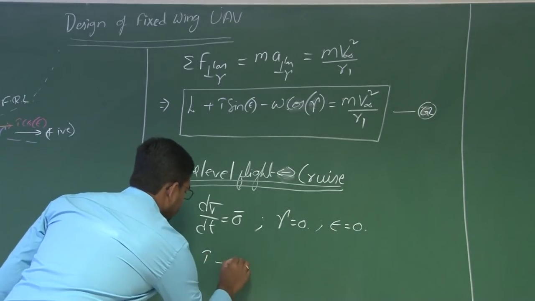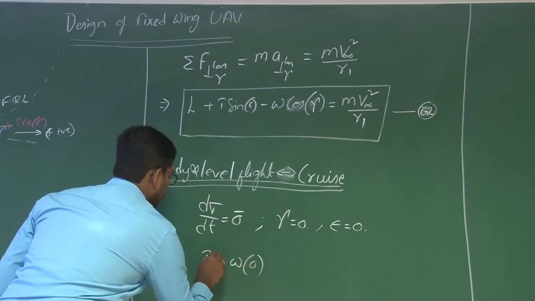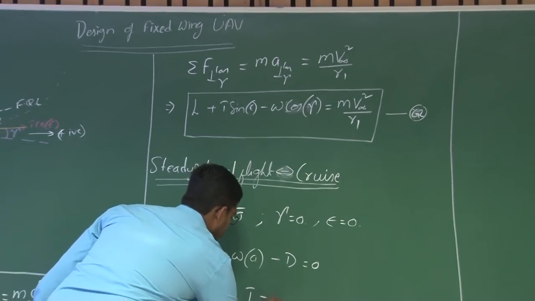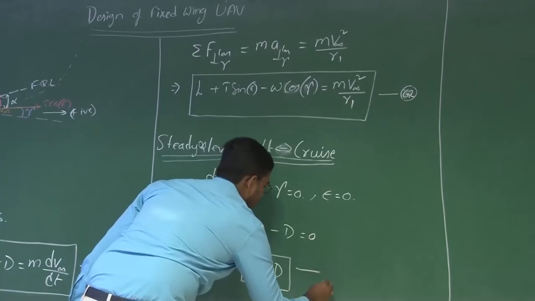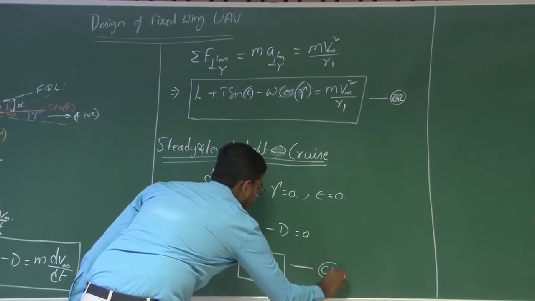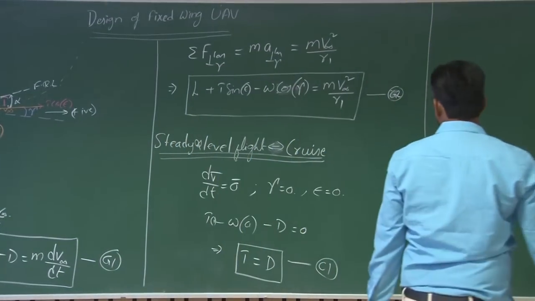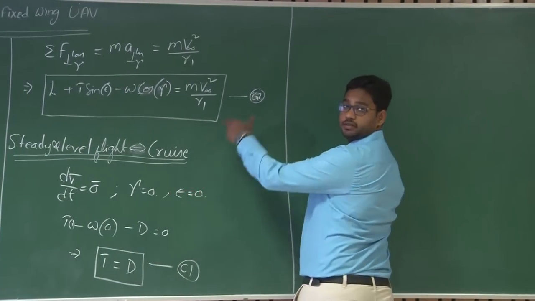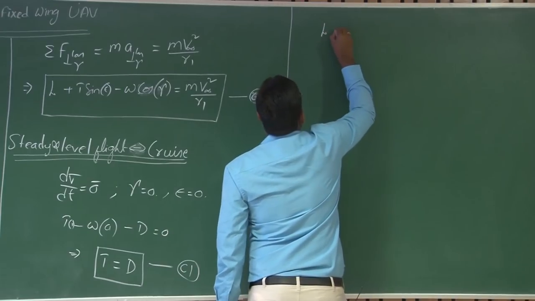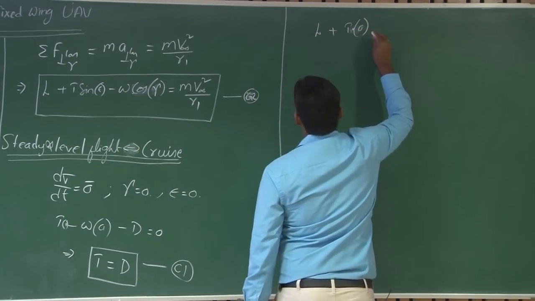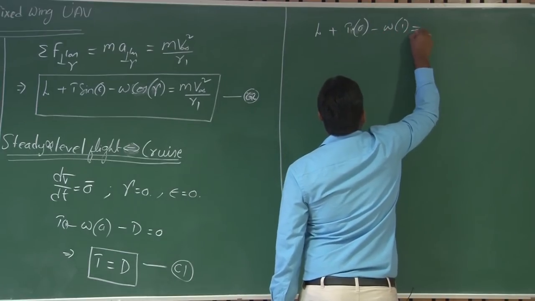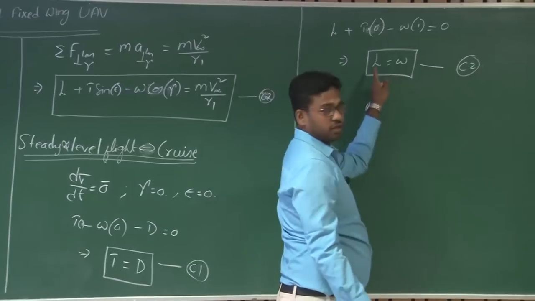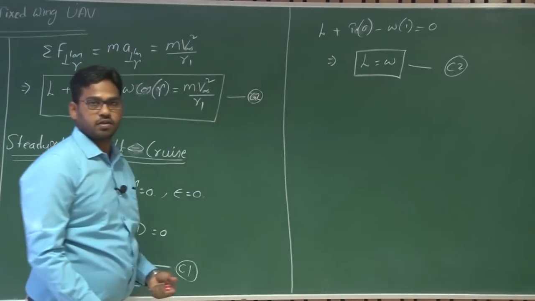T minus W into 0, T into 1 minus W into 0 minus D is equal to 0. That implies T is equal to D, which is my first equation of the level flight, the first equation in cruise. And now substituting these conditions in G2, we have L plus T into 0 minus W into 1 is equal to 0. That implies lift is equal to weight. So the weight is balanced by the lift and the drag is balanced by the thrust in a steady level flight.